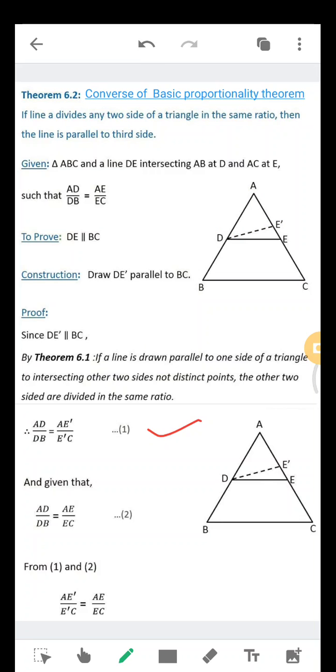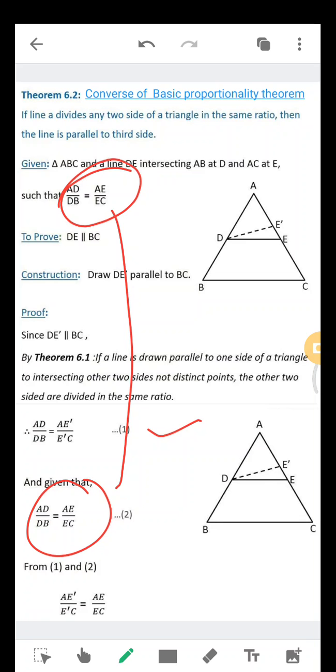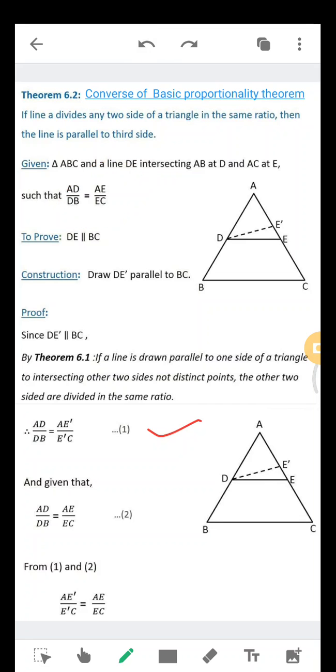But it is already given to us that AD by DB is equal to AE by EC. This is also given to us. AD by DB is equal to AE by EC, and the other one we are getting by the theorem. So we have got two equations here. You can observe one thing in these two equations, that AD by DB is common in both, isn't it?